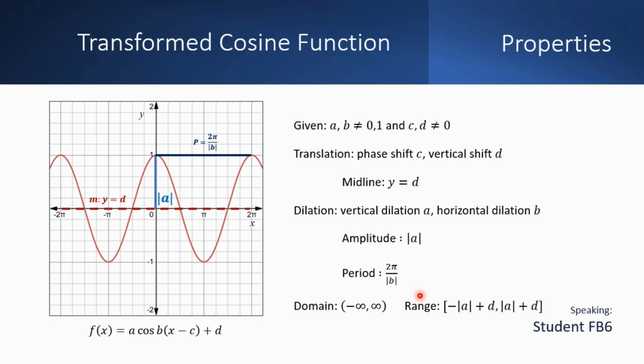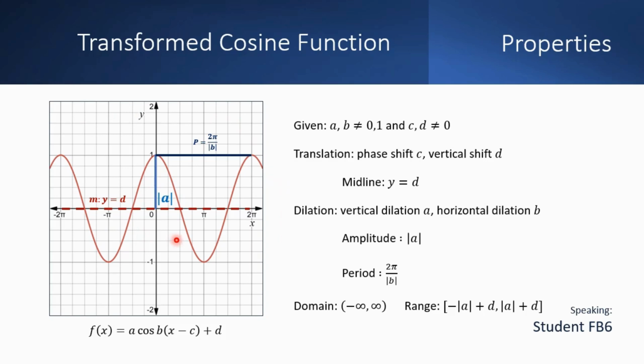Even though there might be some changes horizontally, let's say we stretch the graph or compress the graph, the domain still extends from the values of x that we can input into our function, from negative infinity up to positive infinity. But now the range has changed to negative the absolute value of a plus d up to the absolute value of a plus d, both inclusive.